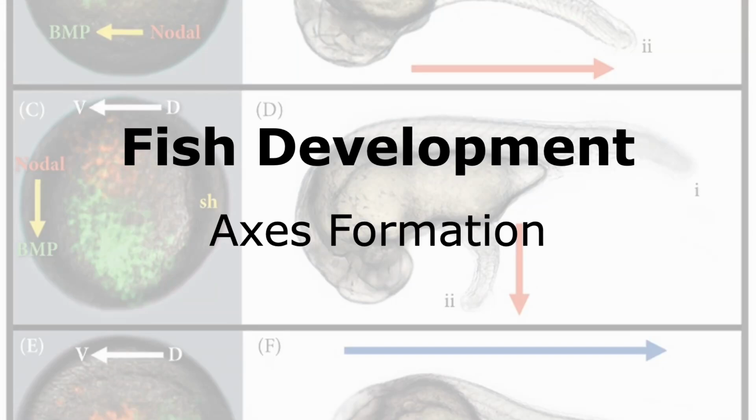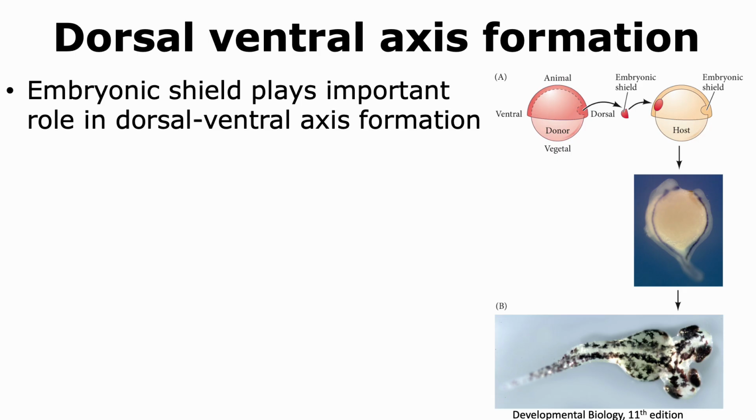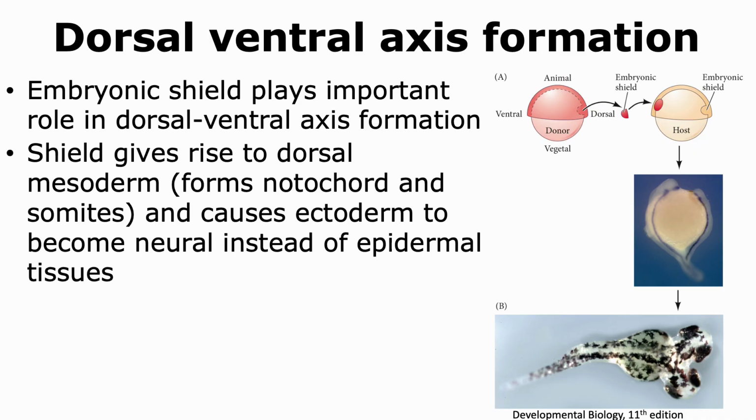Let us look at axis formation during fish development. Let us now switch gears to see how the dorsal ventral axis is formed in the fish embryos. Now, the embryonic shield plays an important role in the dorsal ventral axis formation. The shield gives rise to the dorsal mesoderm, which will form the notochord and somites, and it also causes the ectoderm to become neural tissues instead of epidermal tissues, similar to what we saw in the amphibian development.